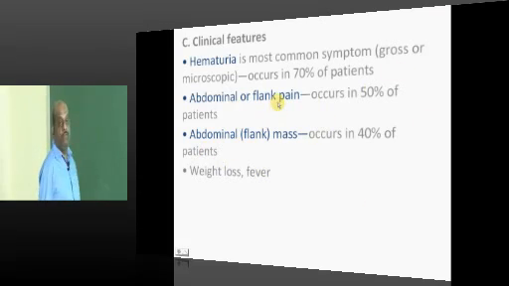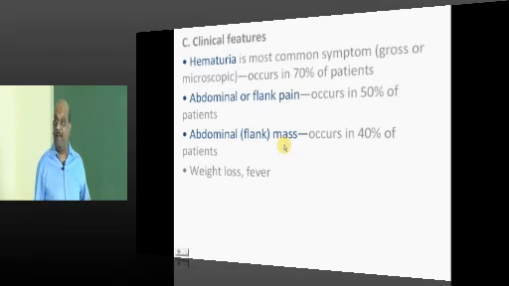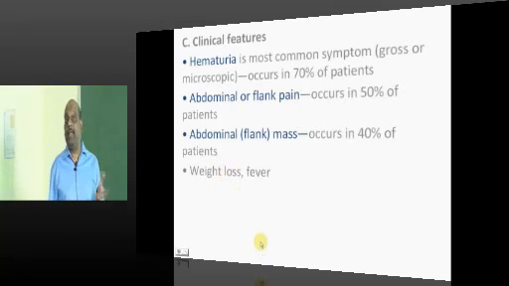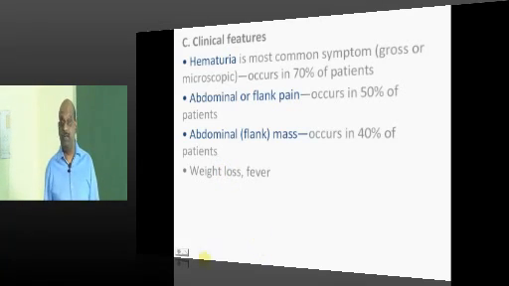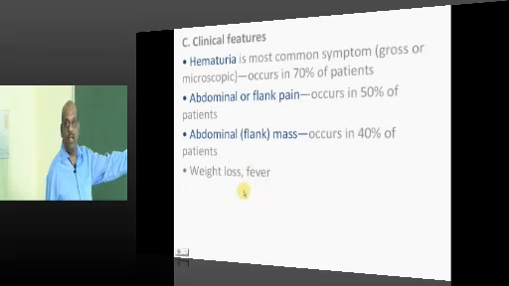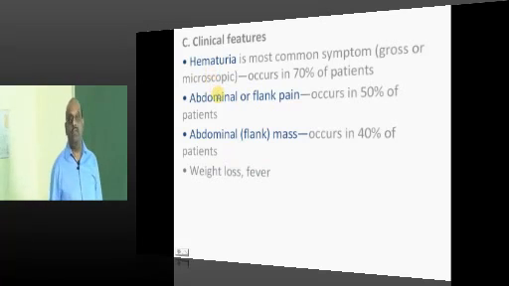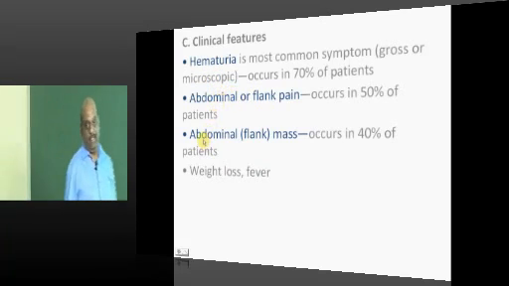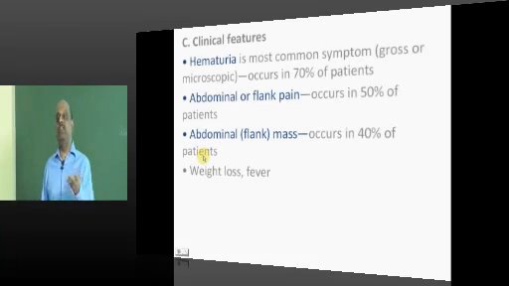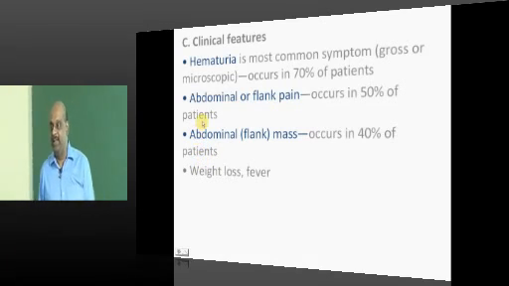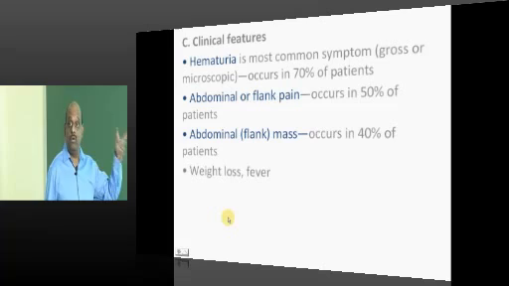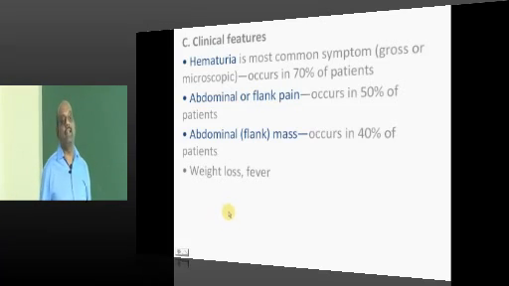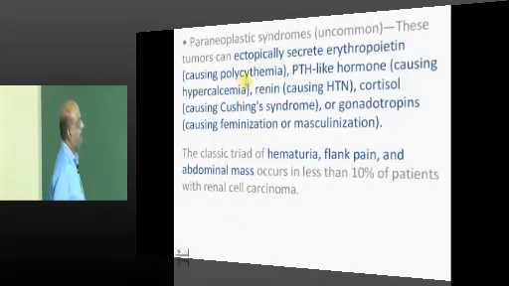Abdominal or flank pain in 50% of cases, and a ballotable abdominal or flank mass in about 40%. Weight loss and fever, like constitutional symptoms, can be the presenting feature. This is a very disguising thing about renal cell carcinoma. Why? Somebody with weight loss, with fever, with hematuria, we think of renal TB, which also can present with fever, weight loss and hematuria. But when you have done an ultrasound and evaluated, then you discover renal cell carcinoma. That is what needs to be remembered.